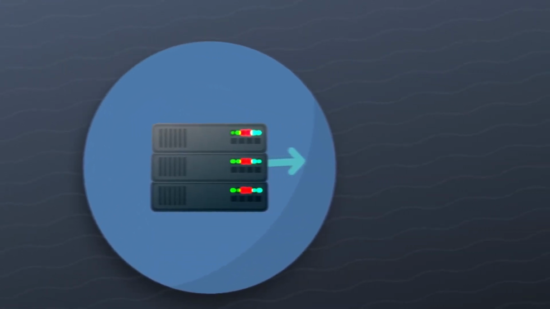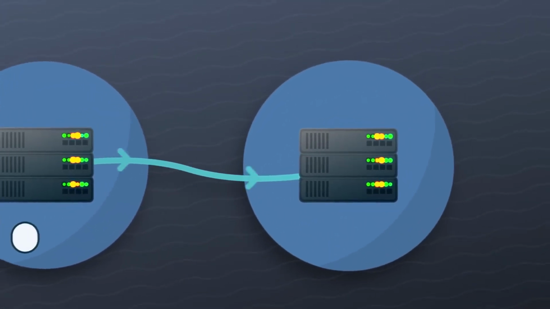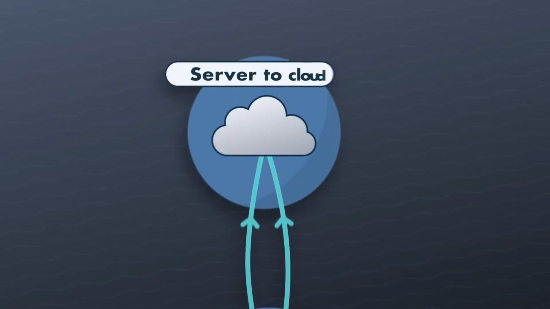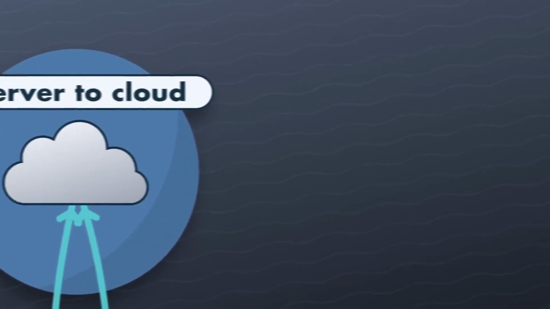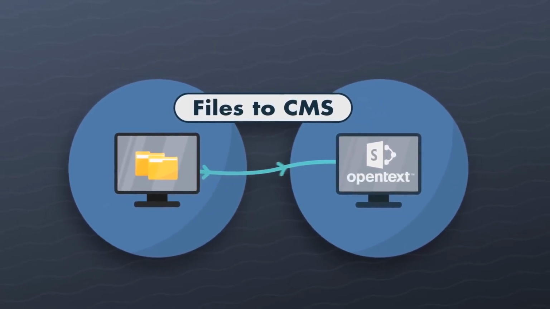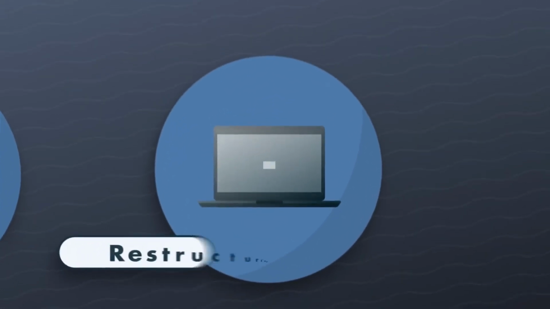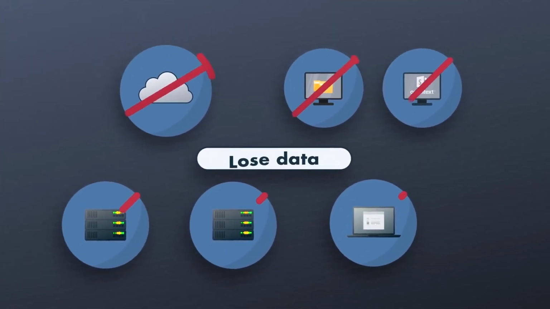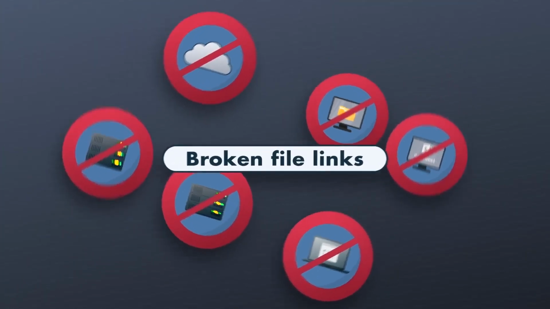Are you doing a data migration, such as moving files and folders from one server to another, or from your local server into the cloud? Or from your current file system to a content management system like SharePoint or OpenText? Or are you just restructuring your current file system? These can cause you to lose data due to broken file links.